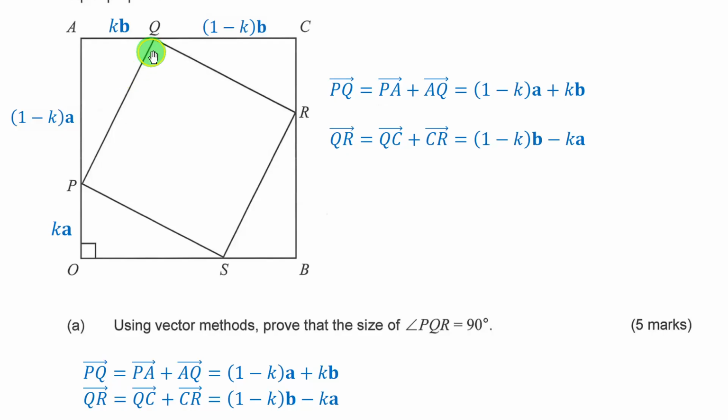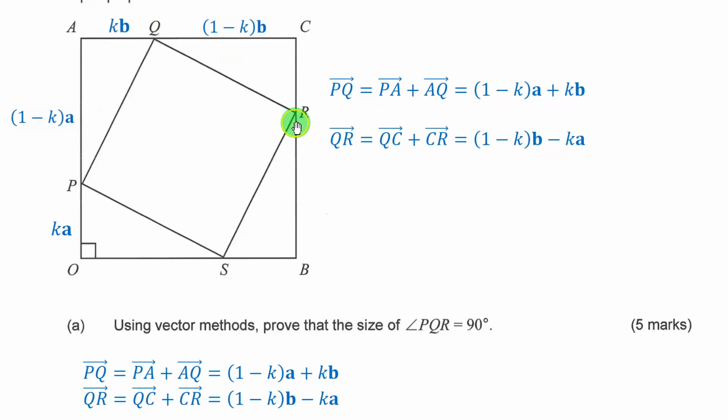So here we go, PQ. So a vector from P to Q is PA plus AQ. So we'll let the examiners know that's where it's coming from. And then we'll simply add together what we were told. So PA is this part, (1 minus k) lots of a, and AQ is kb. So that's the first step.